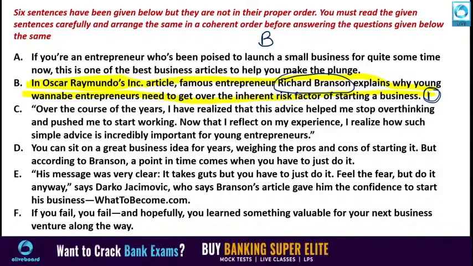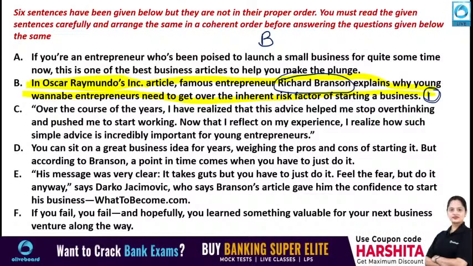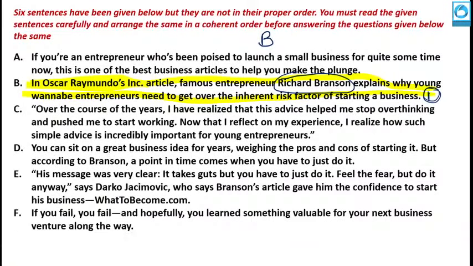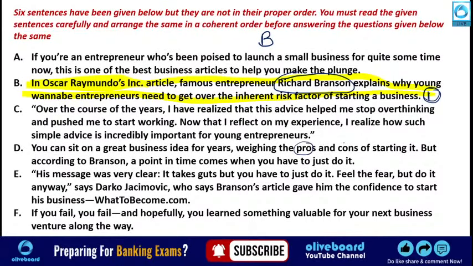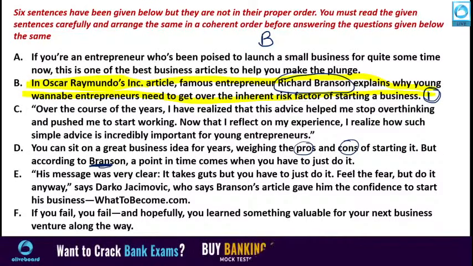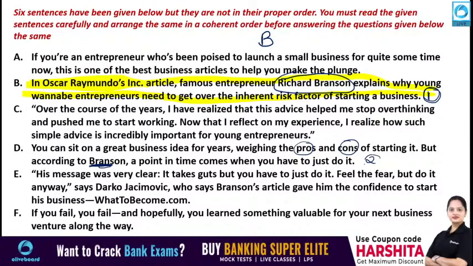This idea is continued. We need to get over our risk factor. Get over the risk factor where this idea is continued. That you can sit on a great business. You can weigh the pros and cons, the advantage, disadvantage. But according to Branson, again the name is mentioned here, there is a time when you have to just act. It will be B and D.